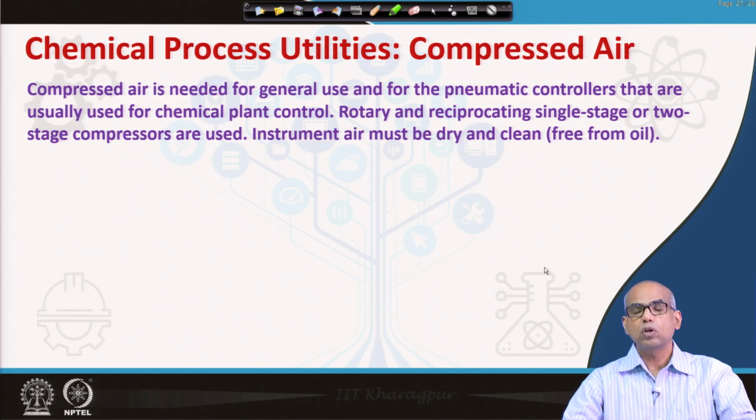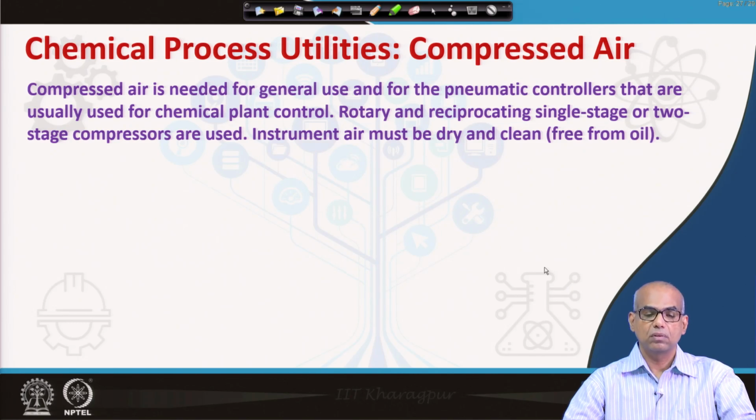Now, let us move on to compressed air. Compressed air is needed for general use and for the pneumatic controllers that are usually used for chemical plant control. In chemical process industries, pneumatic controllers are routinely used. So, pneumatic controllers will receive a pneumatic signal. So, you will need compressed air for that purpose.